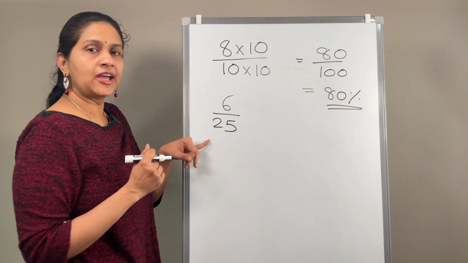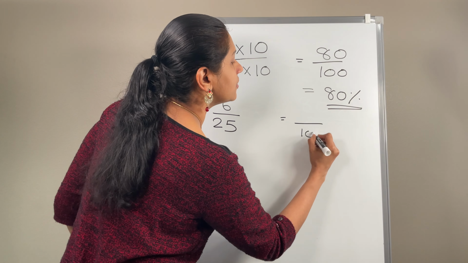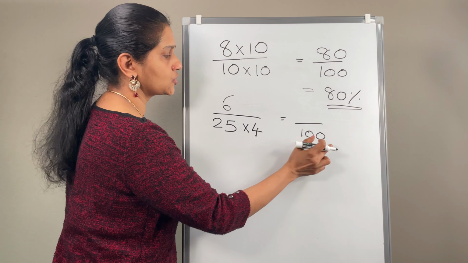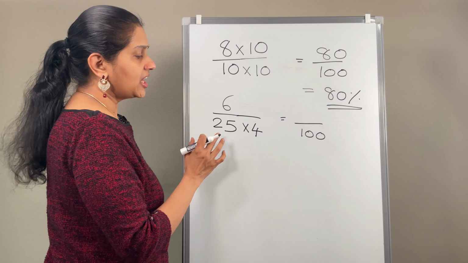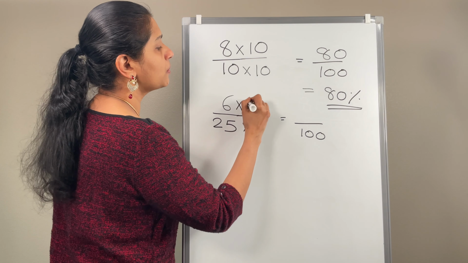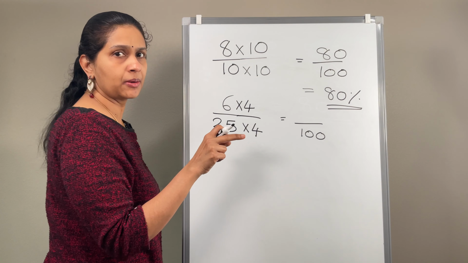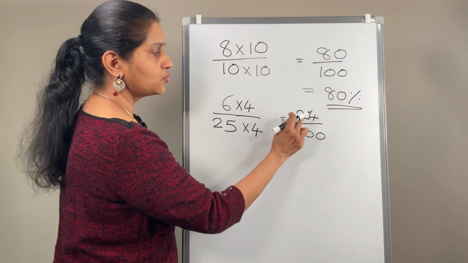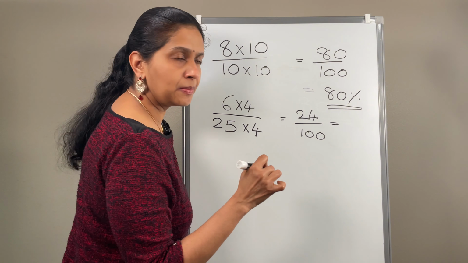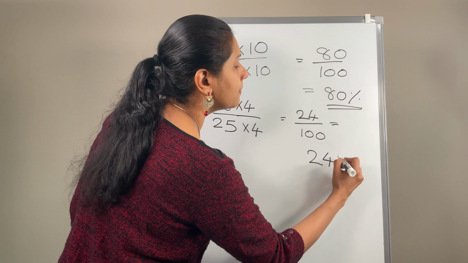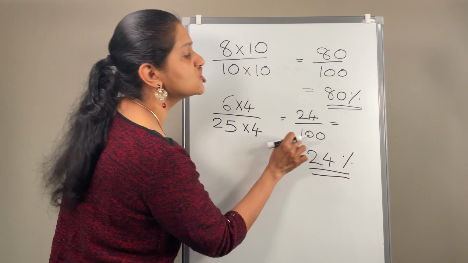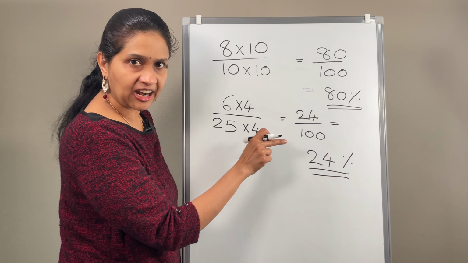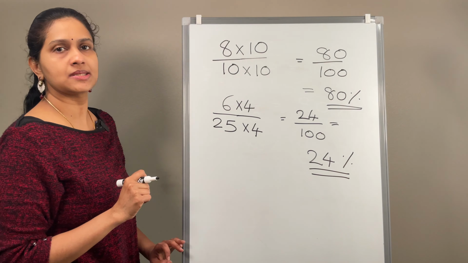Here, we need to convert the denominator 25 to 100. So 25 times 4 is going to be equal to 100. So I am multiplying 25 by 4. When I multiply the denominator by a number, you have to multiply the numerator also by the same number. Now 6 times 4 is going to be 24. So this is going to be equal to 24 by 100, which means write the numerator number and put the percentage symbol instead of 100. That is the way to write the percentage. So I am just writing it as 24%.